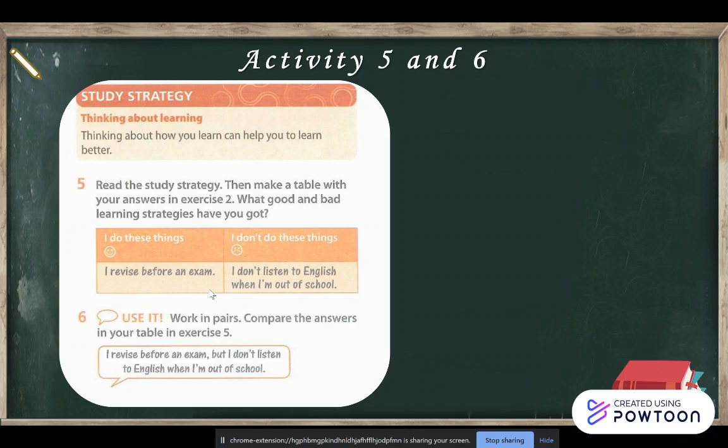Okay, for number 6, you have to work in pairs, you have to compare the answers in your table in exercise 5. So when you are finished with activity 5, then only you are able to do activity 6. Also, if you are coming for class, you are able to do this activity because you have to discuss with your friends.